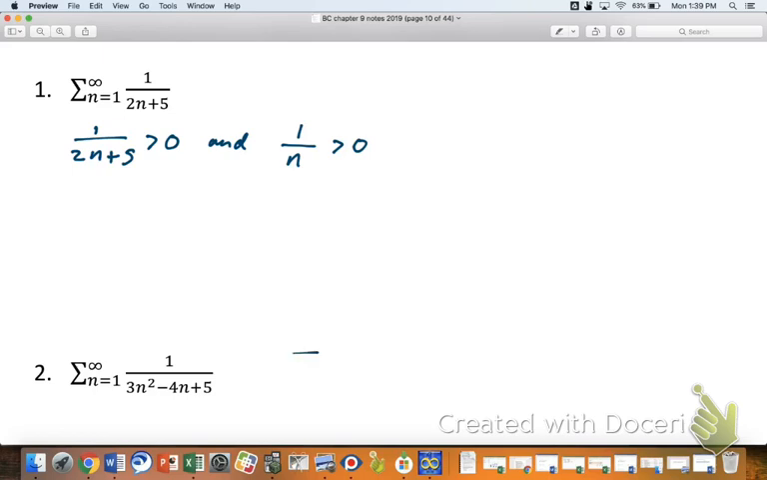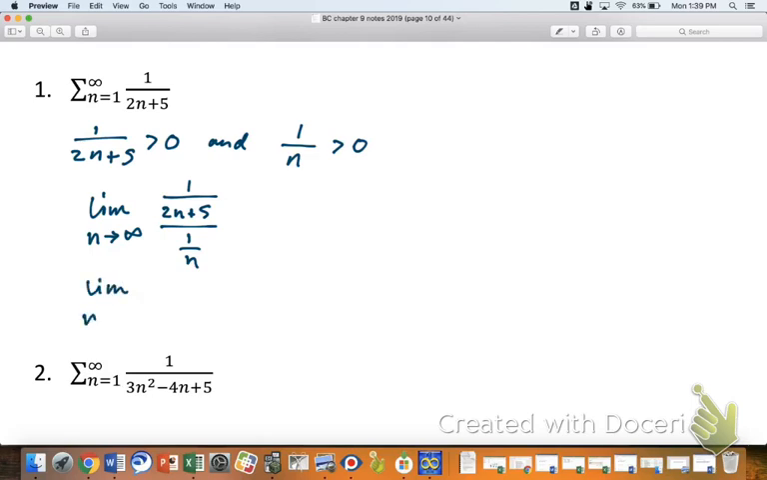So here we go. Here's my limit comparison test. I'm going to write limit as n heads towards infinity. And then I'm just going to make a fraction of my two nth terms. And it really doesn't matter what order you do it. I'll just do it like this. 1 over 2n plus 5 over 1 over n. Limit as n goes to infinity of one of them over the other one. It doesn't matter which one is which.